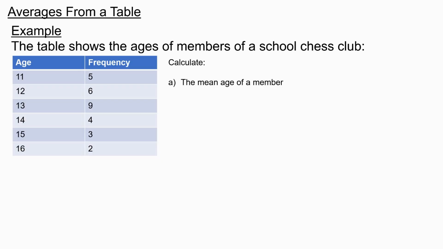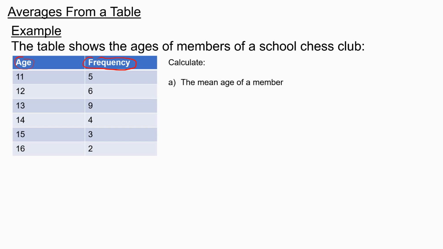A table shows the ages of members of a school chess club. In the left column we have the members' ages, and in the right column we have the frequency. What this means is that there are 5 players who are all 11, 6 players who are 12, 9 players who are 13, and so on.